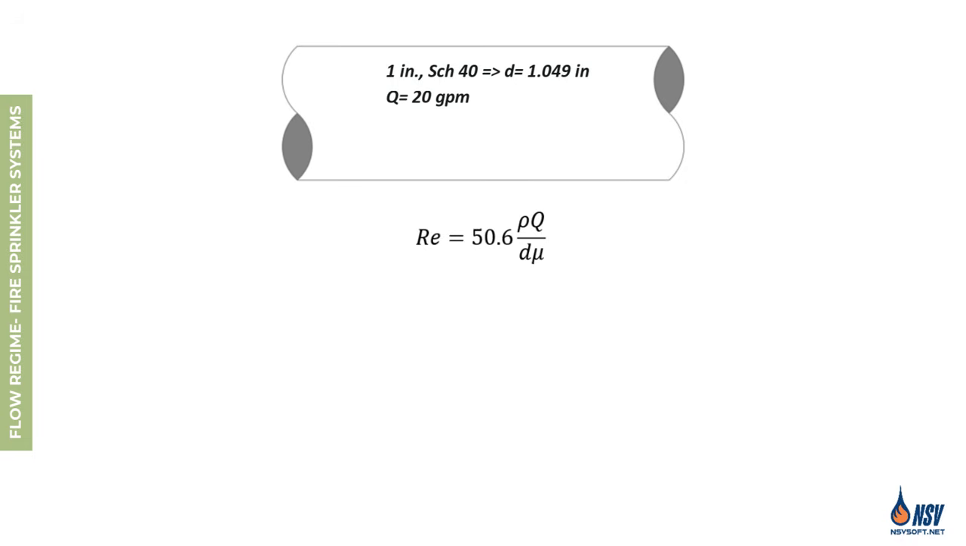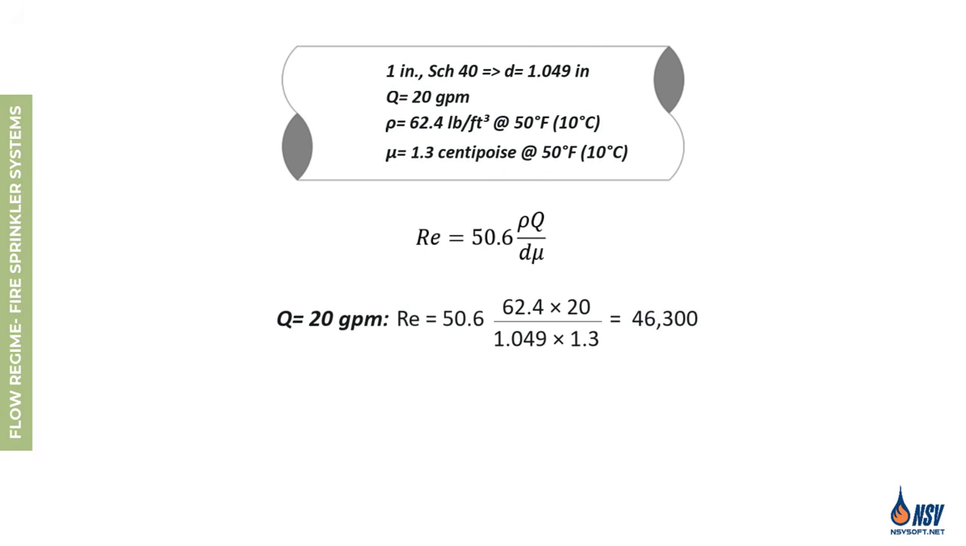For water, we'll use a density of 62.4 pounds per cubic foot and a dynamic viscosity of 1.3 centipoise. Substituting these values into the Reynolds number formula gives a result of about 46,300. This value is far above the threshold of 4,000, which marks the beginning of turbulent flow. Now let's cut the flow in half down to 10 gallons per minute. Repeating the calculation, the Reynolds number becomes 23,150, still well into the turbulent region.